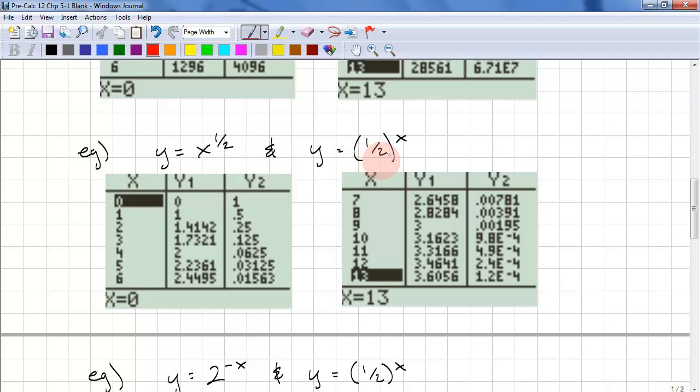Let's look at a half to the power of x. Half to the power of 0 is 1. Half to the power of 1 is a half. Half to the power of 2 is a quarter. Half to the power of 3 is 1/8. And so on. This is radically different. This is a decreasing function while square root is an increasing function. And it keeps decreasing, and the value gets smaller and smaller.